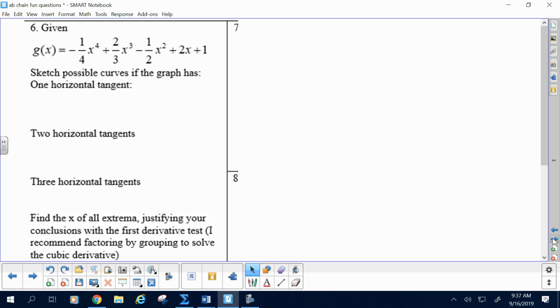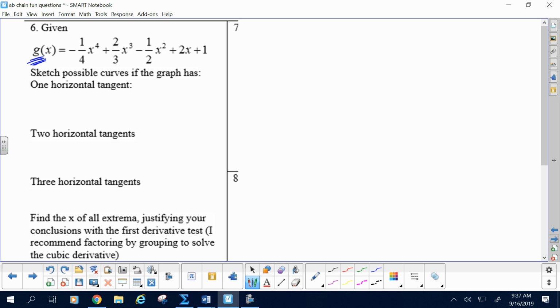You have g of x. Right away you should say, hey, self, pay attention. It's g, not f. If you start seeing f and f prime, will you be losing points? Yes, you will. Okay, so be careful. Use the function name you're given. G, you're talking g here.